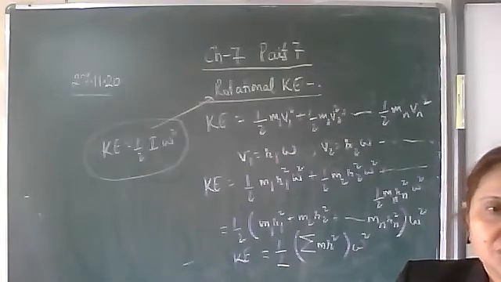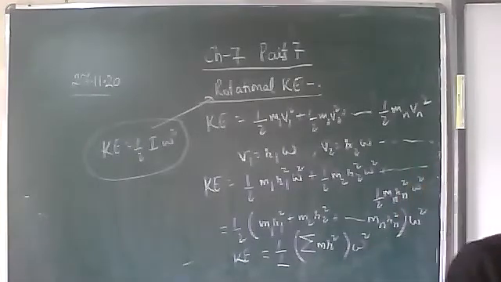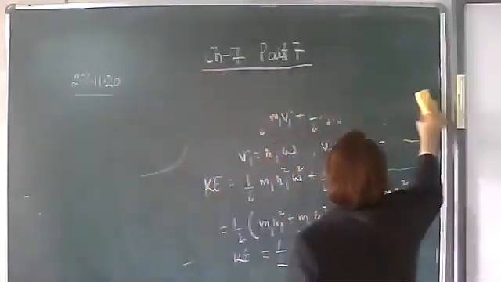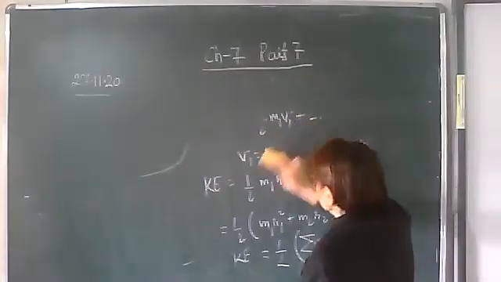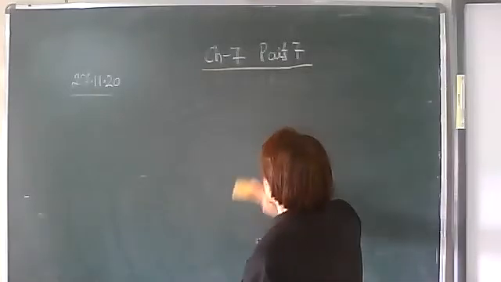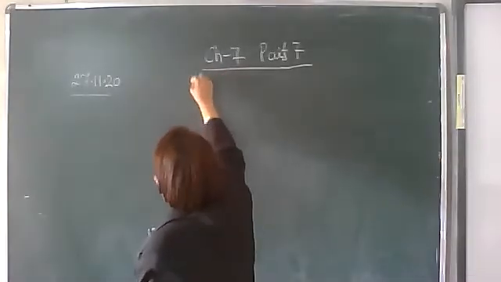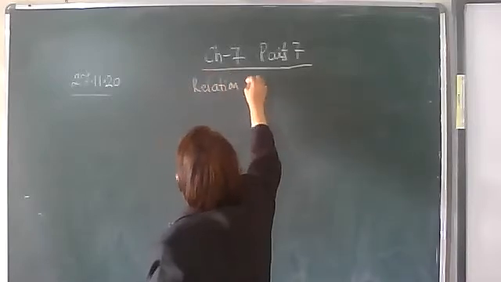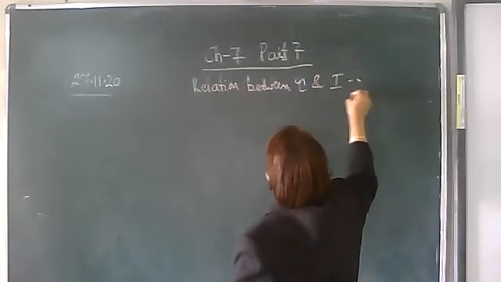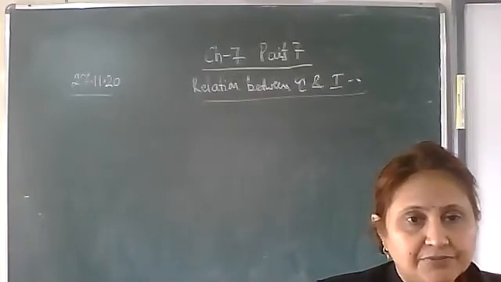Now let's find out the relation between torque and moment of inertia, tau and I. So write down the heading: relation between torque and moment of inertia, tau and I. Tau is the torque and I is the moment of inertia. Let's find the relation between them.